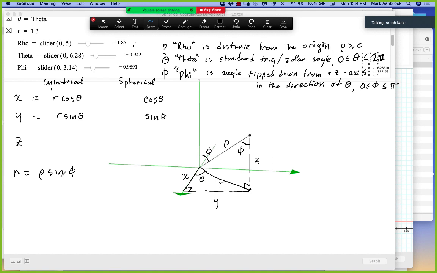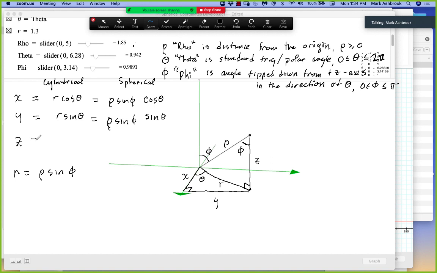Rho sine phi. Yeah, that's what we found here, right? So r is our rho sine phi from this triangle. So I can replace r with rho sine phi. And so this is what x is in spherical coordinates. It's rho sine phi cosine theta. Similarly, y is r sine theta. Sine theta is fine in spherical. We just need to replace r with rho sine phi again. So rho sine phi sine theta.